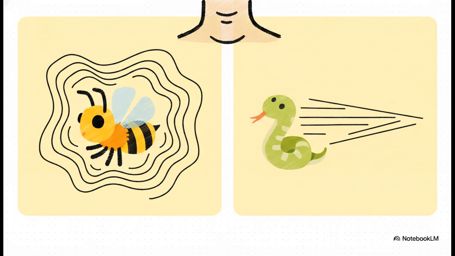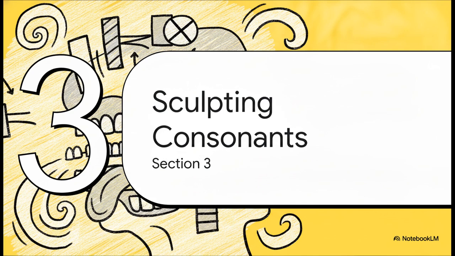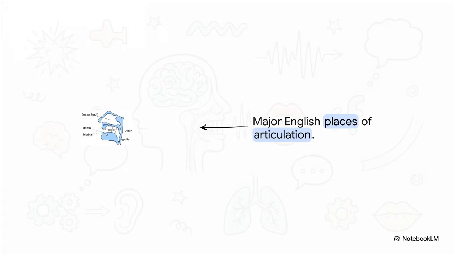Okay, so now that we have air flowing, how do we shape it into specific letters? Let's get into Section 3, sculpting consonants. So, consonants are entirely defined by actively restricting or completely blocking this airflow we just talked about. And linguists have a literal map of exactly where we create these restrictions. They call this the place of articulation.